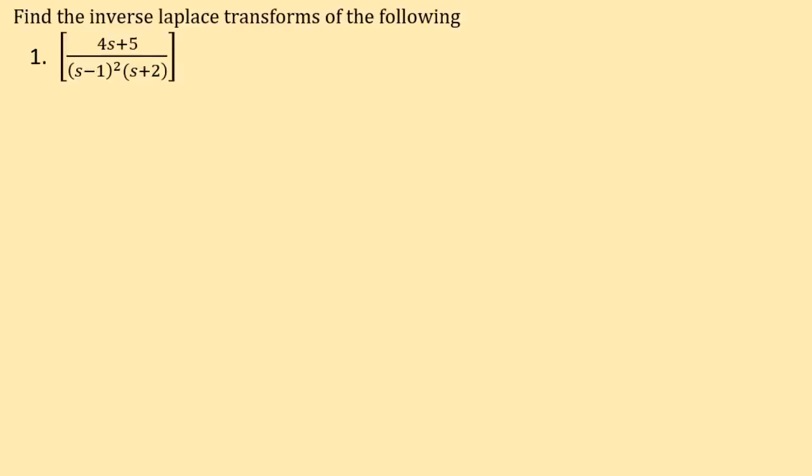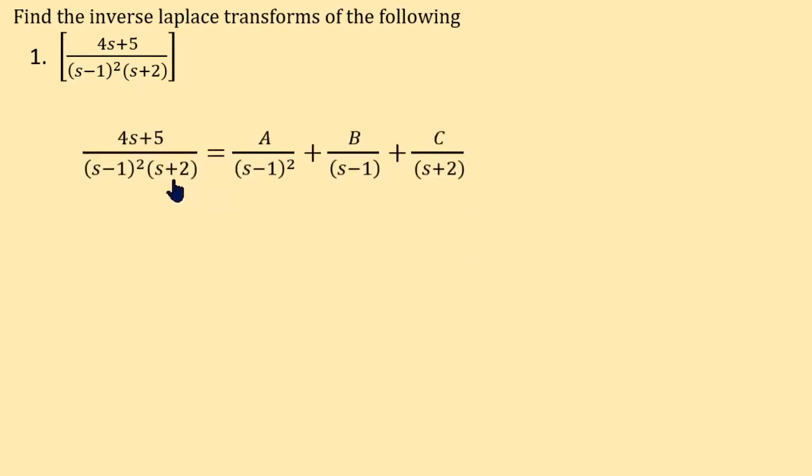Okay. Now the first question, find the inverse Laplace transform of the function 4s plus 5 by s minus 1 whole square into s plus 2. Now assume that 4s plus 5 by s minus 1 whole square into s plus 2 is equal to a by s minus 1 whole square plus b by s minus 1 plus c by s plus 2.